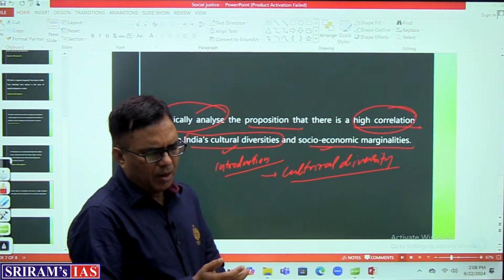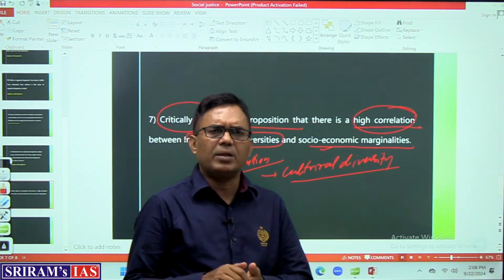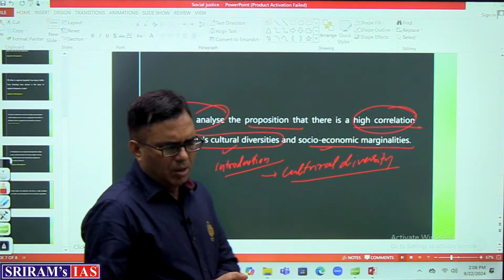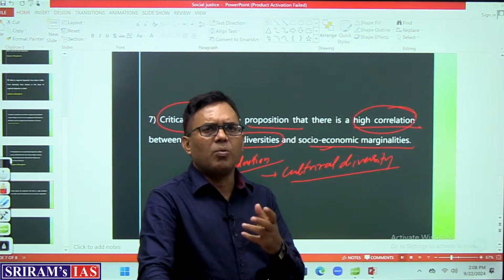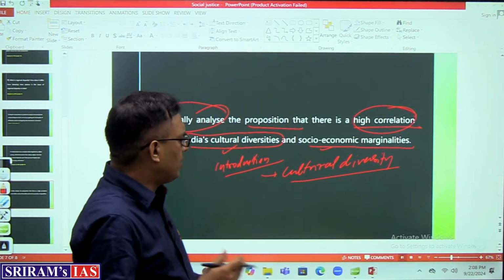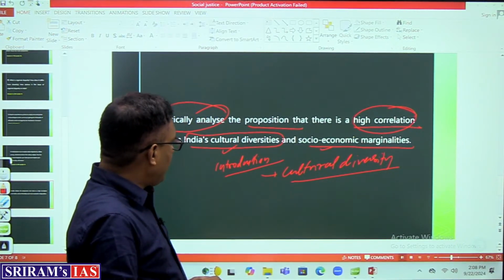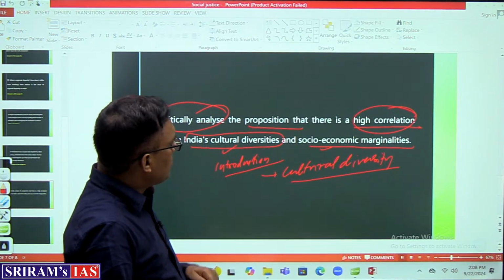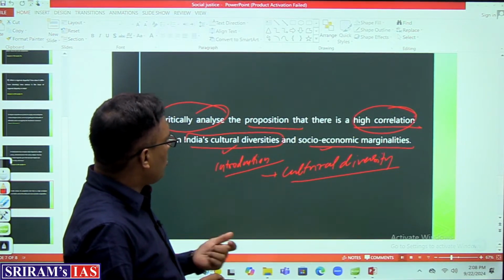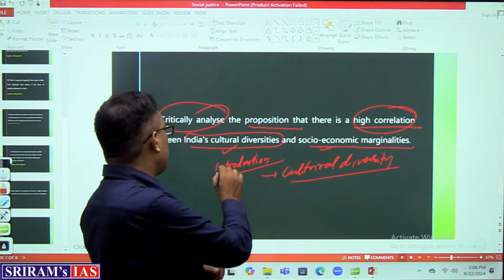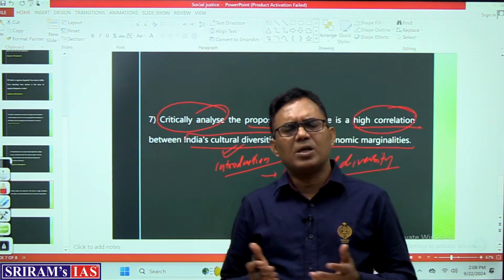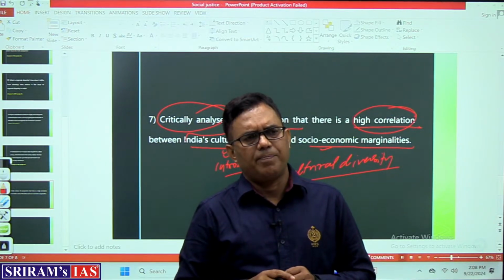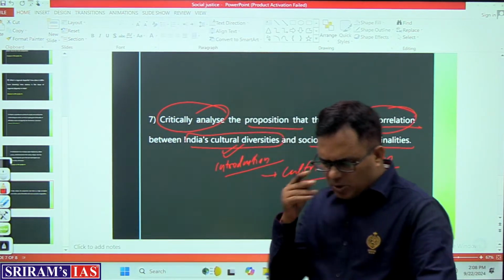So on that basis they think, but here the concept of relative deprivation works more as a sociological concept. So socio-economic marginalization may happen as a result of cultural diversity, depending on what kind of cultural group exists in society.